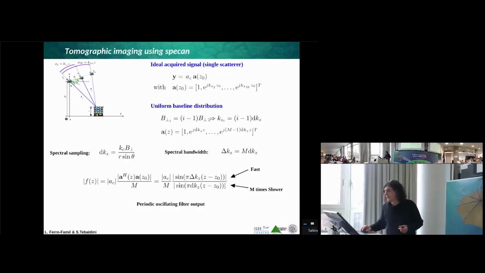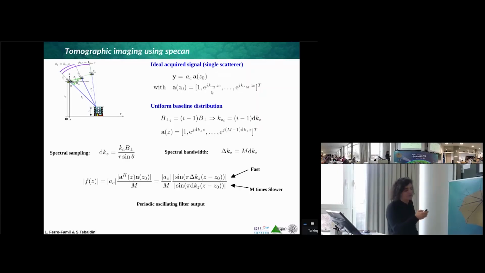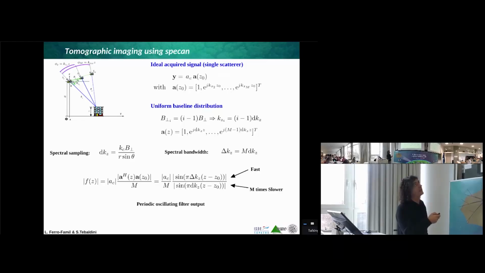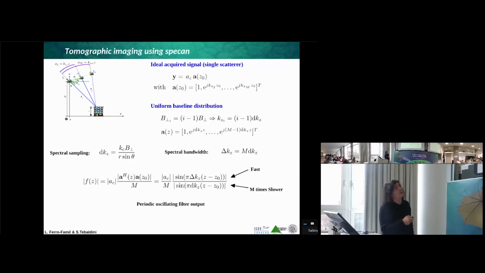Okay, this is the representation of the baseline distribution. You have a set of KZ values, KZ1, KZ2, KZ3, up to KZM, okay? And the resolution you have is given by the domain covered by all these KZ. We call it delta KZ, and the spacing between two consecutive acquisitions is called dKZ.